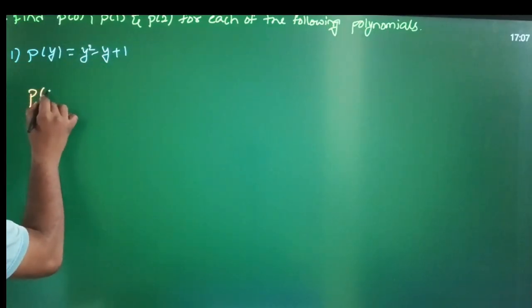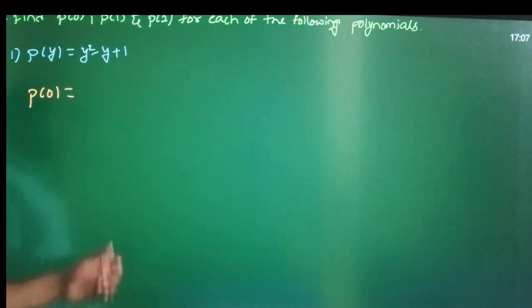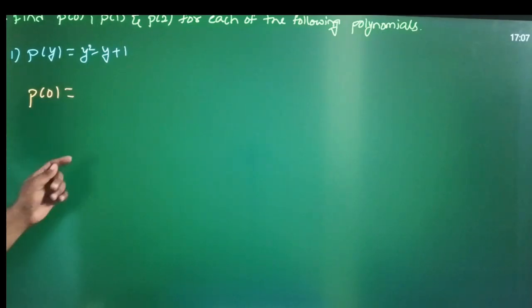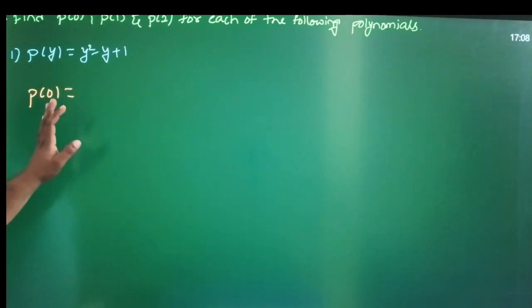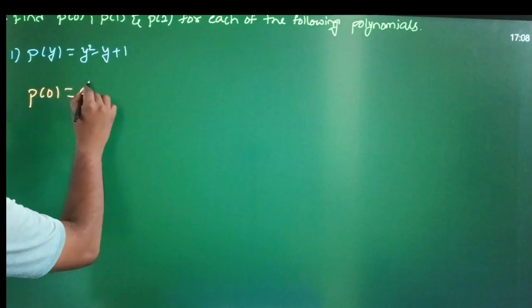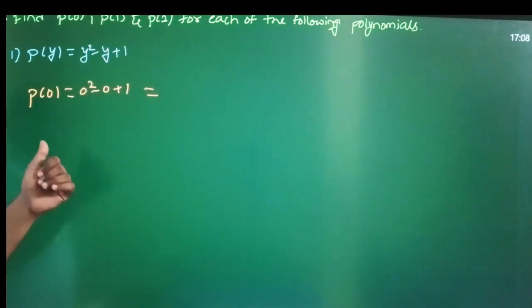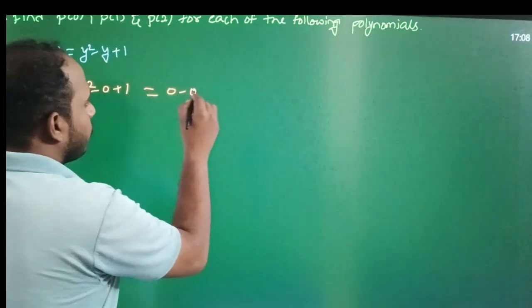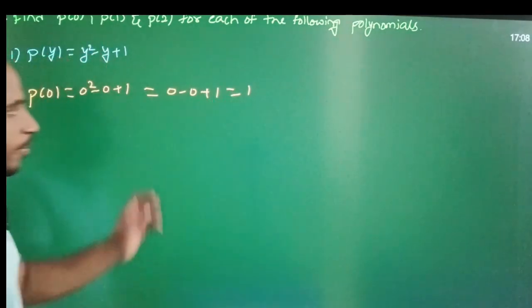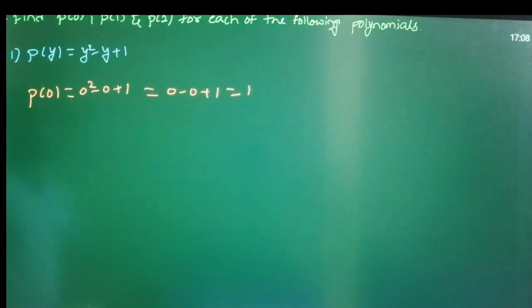Now, at y equals 0, p of 0, we replace y by 0. Therefore, 0 square minus 0 plus 1. 0 square is 0, minus 0, plus 1, which equals 1. 0 minus 0 is 0, 0 plus 1 is 1.